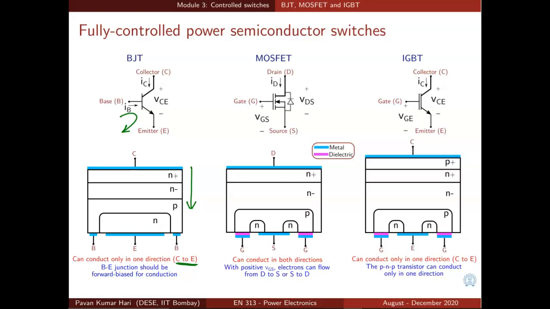Whereas in MOSFET, as we have already discussed, current can conduct in both directions. With positive VGS, electrons can flow from drain to source or source to drain, taking the path that was described earlier.